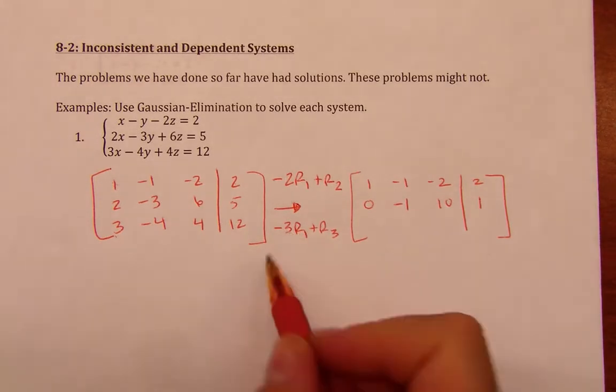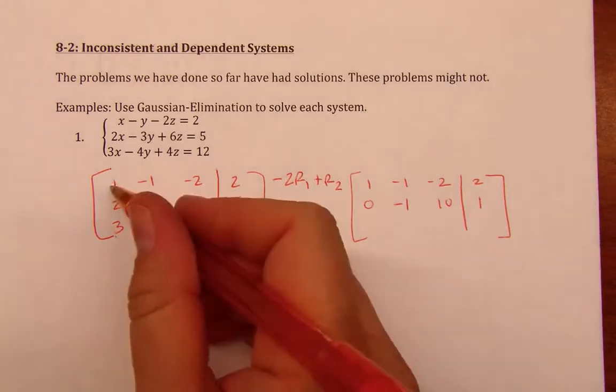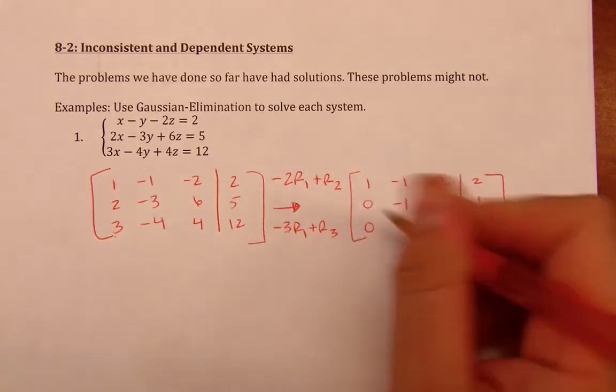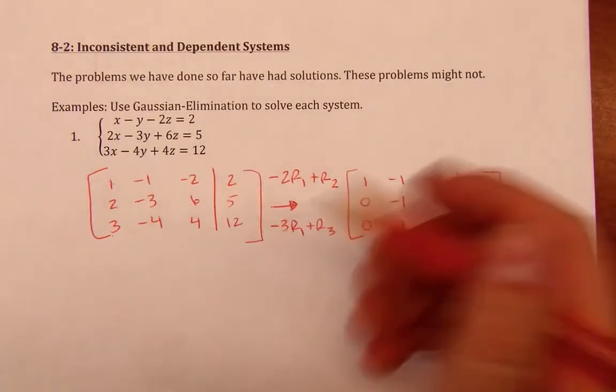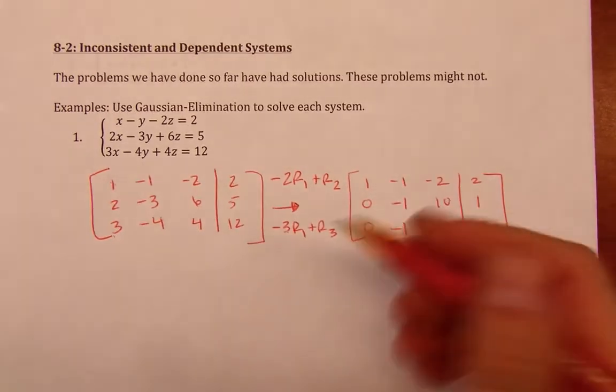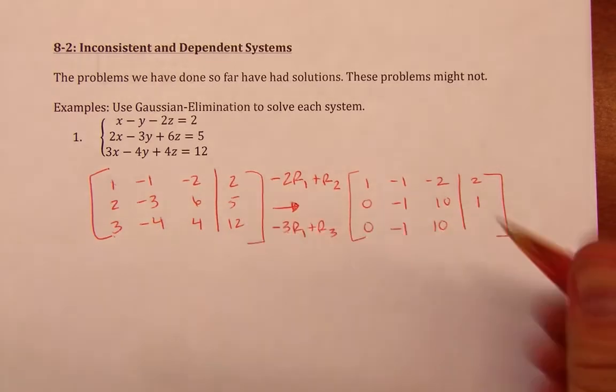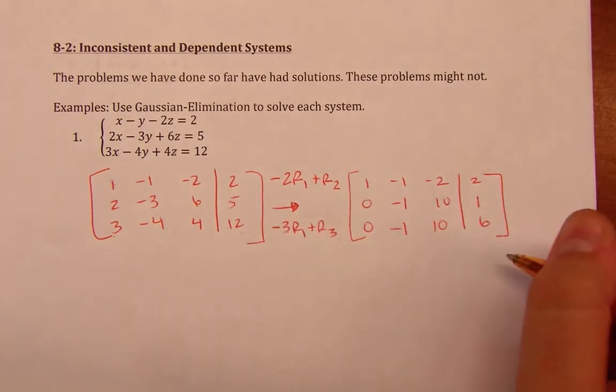And then doing the same thing with row 3, -3 times 1 is going to give me a 0 right here. -3 is going to give me a -1. -3 is going to give me a 10. And then -3 times 2 and adding to 12 is going to give me a 6.